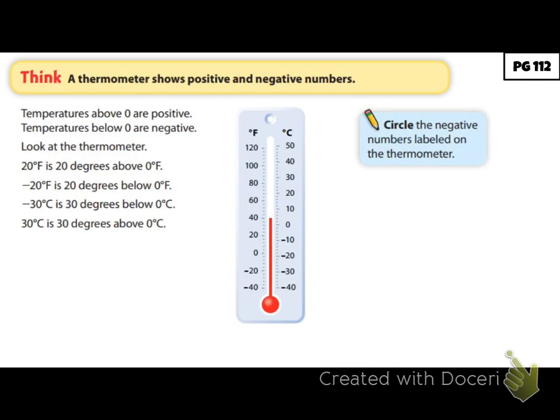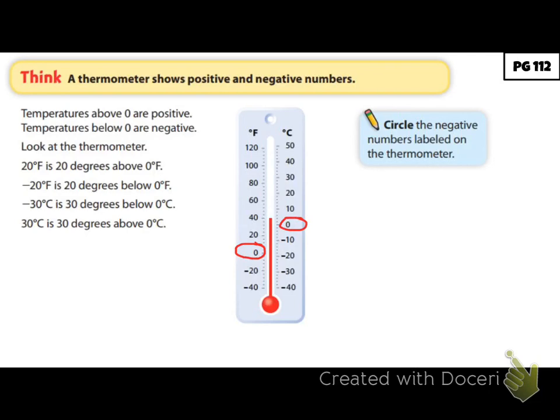Alright, so a thermometer shows positive and negative numbers. The higher the number on the thermometer, the warmer it is. The lower it is, the colder. So it says temperatures above 0 are positive. Temperatures below 0 are negative. So once again, your 0, here is our Celsius 0, and here is our Fahrenheit 0, is the neutral point. It's your not positive or negative point.